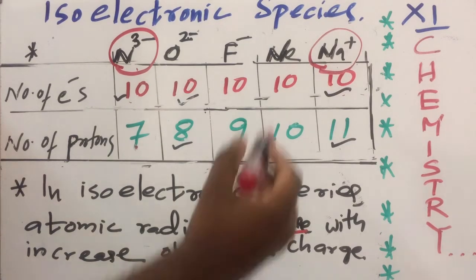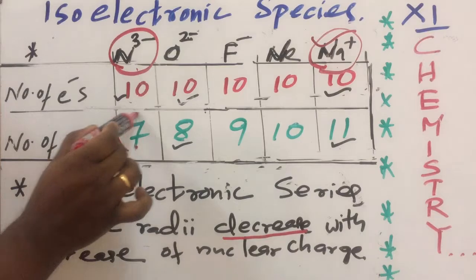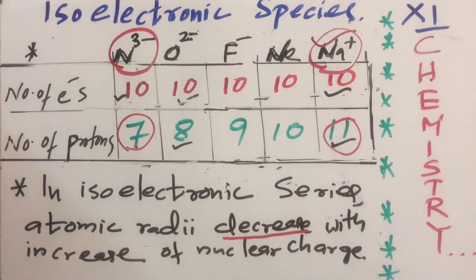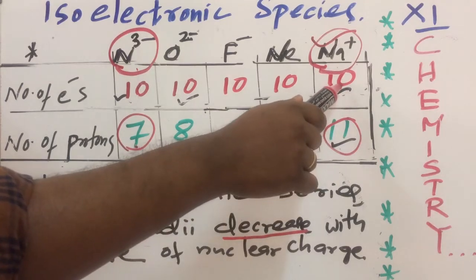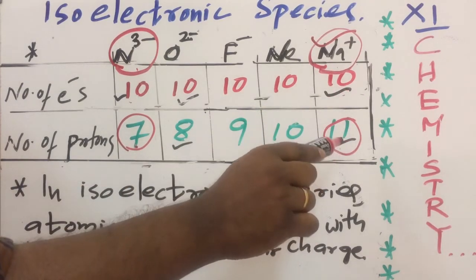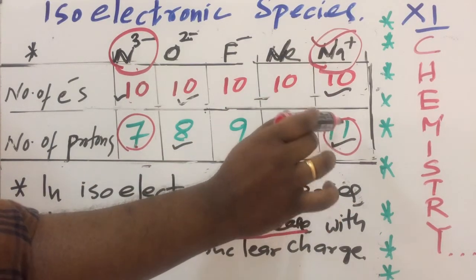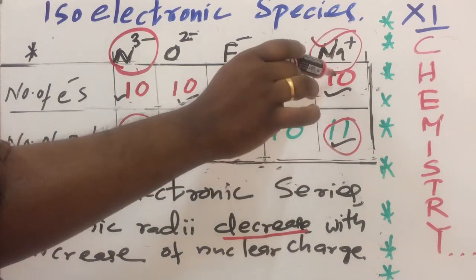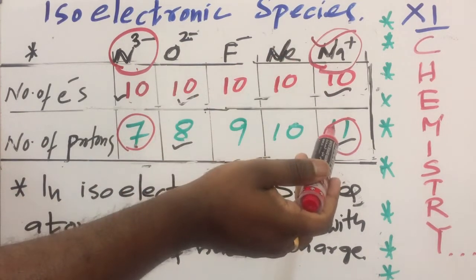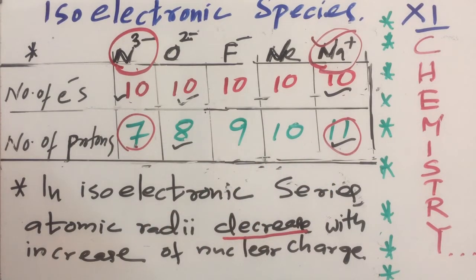The correct answer is Na plus. Why Na plus? See these numbers, 7 and 11. The number of electrons is the same, but Na plus has 11 protons and 10 electrons. So 11 protons can easily attract 10 electrons. So these protons are effective for attraction. That is, the effective nuclear charge is high. When effective nuclear charge increases, what about atomic size? Atomic size will decrease. Clear?